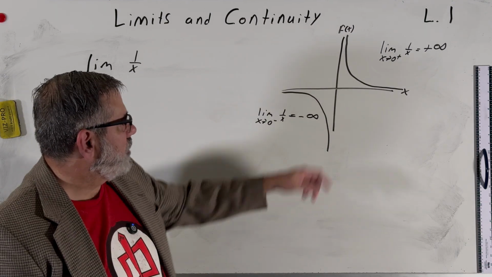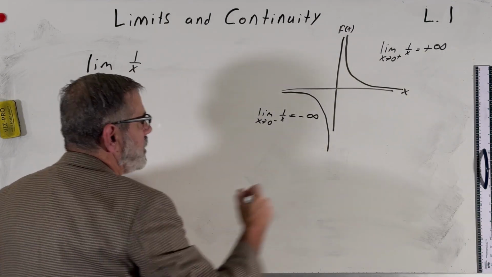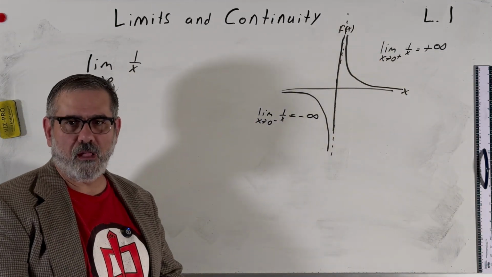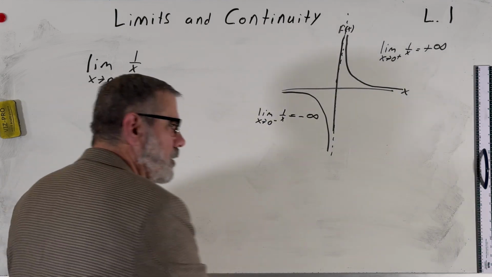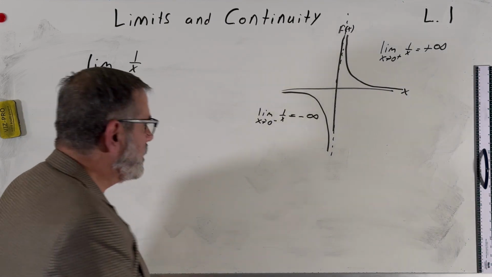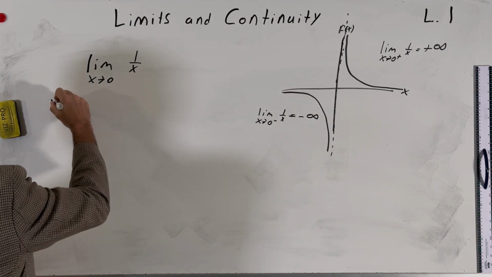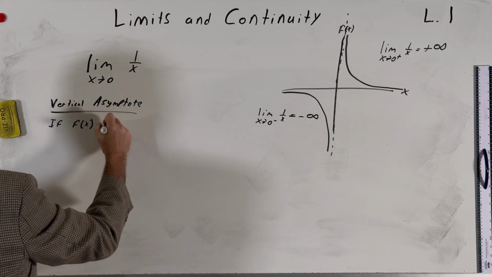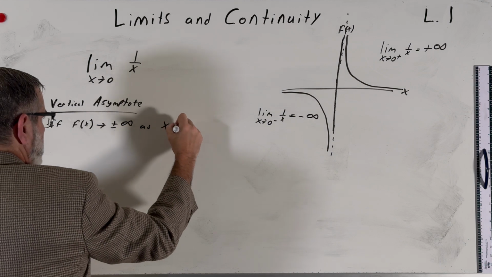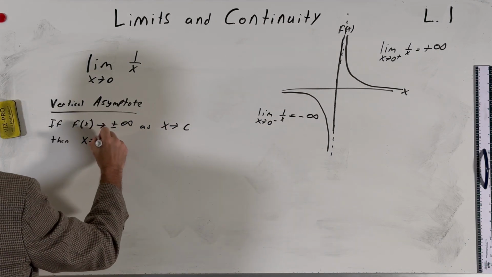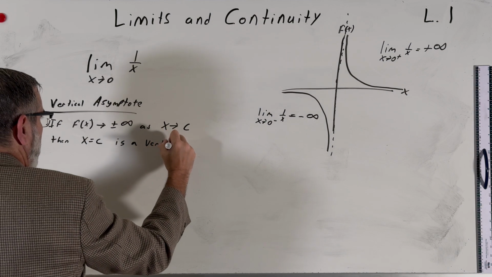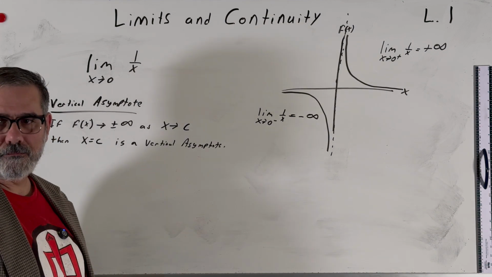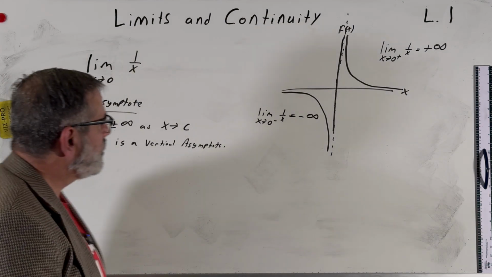But we do have something interesting. The existence of these infinities is kind of the definition of what we call a vertical asymptote. And you guys have seen vertical and horizontal asymptotes in algebra. I don't recall off the top of my head how exactly we worked through those without using limits, but this is kind of the definition of a vertical asymptote. So a vertical asymptote: if f of x approaches plus or minus infinity as x tends to c, then x equals c is a vertical asymptote. Pretty straightforward, right?